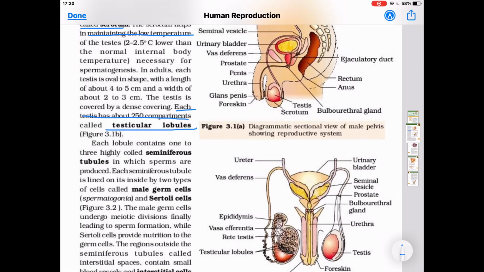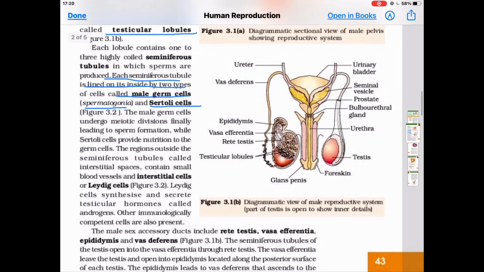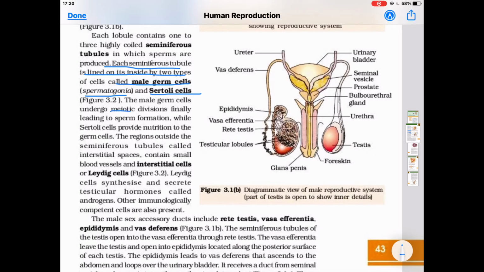Now, each seminiferous tubule is lined on its inside by two types of cells called male germ cells or spermatogonia and Sertoli cells. The male germ cells, that is spermatogonia, undergo meiotic division, meiosis, and finally lead to sperm formation, while Sertoli cells provide nutrition to the germ cells.